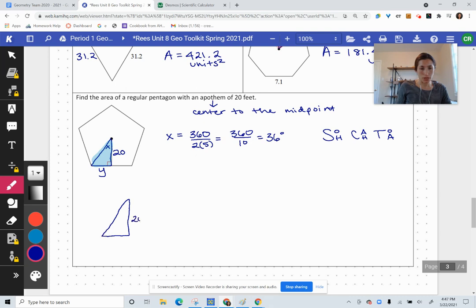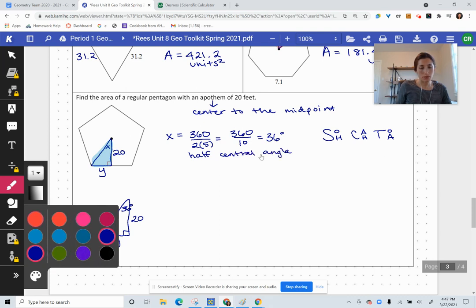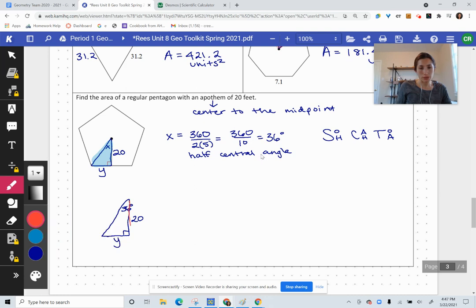So we've got our 20. Here's our right angle. We figured out that this half central angle was 36 degrees, and this is the side we're solving for. If you want to write this in, you can write half central angle. Okay, so now we've got these two sides here. They are both legs to this triangle. So we're not using sine or cosine. We know that has to be a tangent ratio.